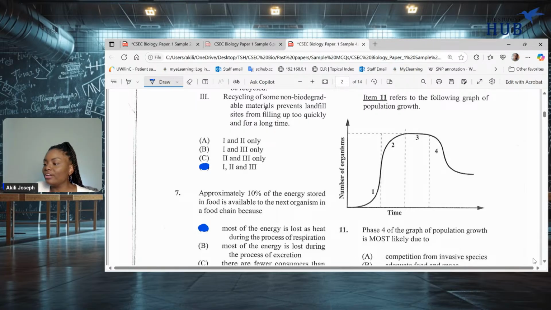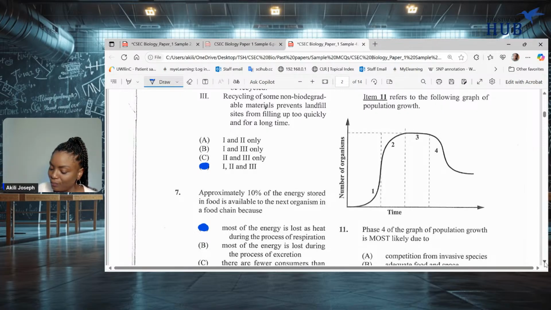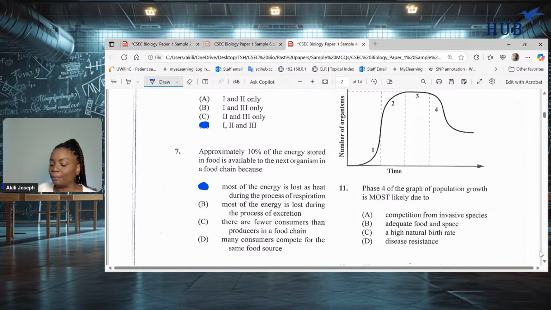Yes. Item 11 refers to the following graph of population growth. Phase 4 of the graph of population growth. Sorry, I'm trying to read and think at the same time. Phase 4 of the graph of population growth is most likely due to, is it A, competition from an invasive species, B, adequate food and space, C, a high natural birth rate, or D, disease resistance?